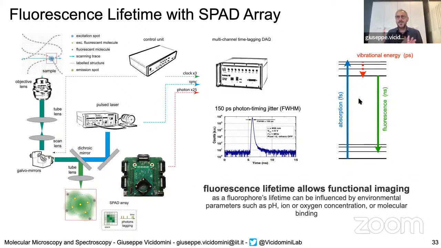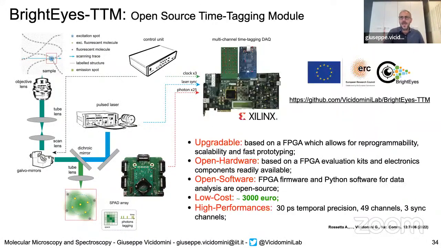So the temporal resolution of this detector is perfect for measuring the fluorescence lifetime, and thereby getting access to many different properties of your sample, as already mentioned in the previous talk. Basically you can understand environmental parameters of your molecules, such as pH, ion and oxygen concentration, and very importantly, you can get access also to molecular binding and so on. So you can combine structural imaging with functional imaging.